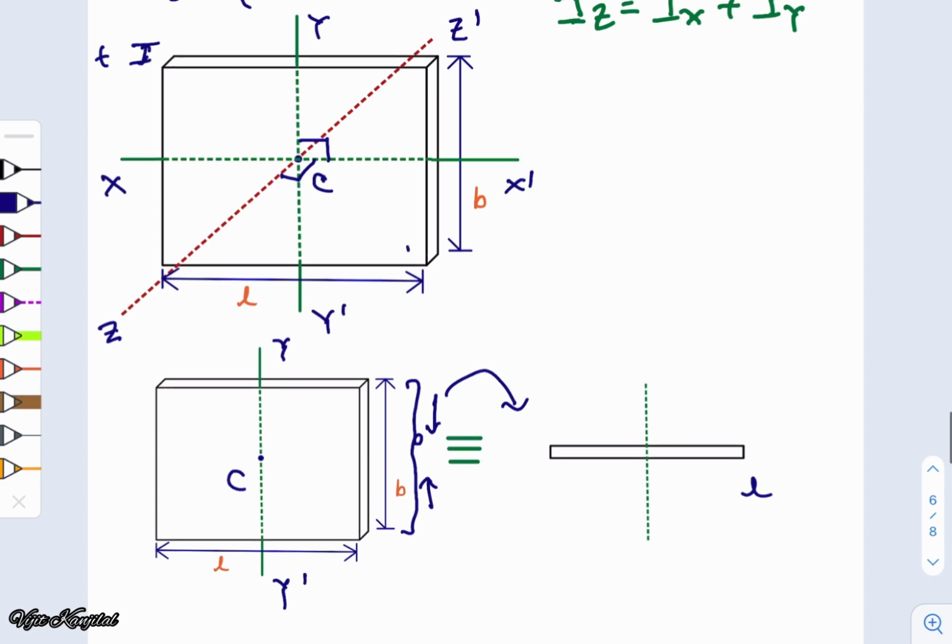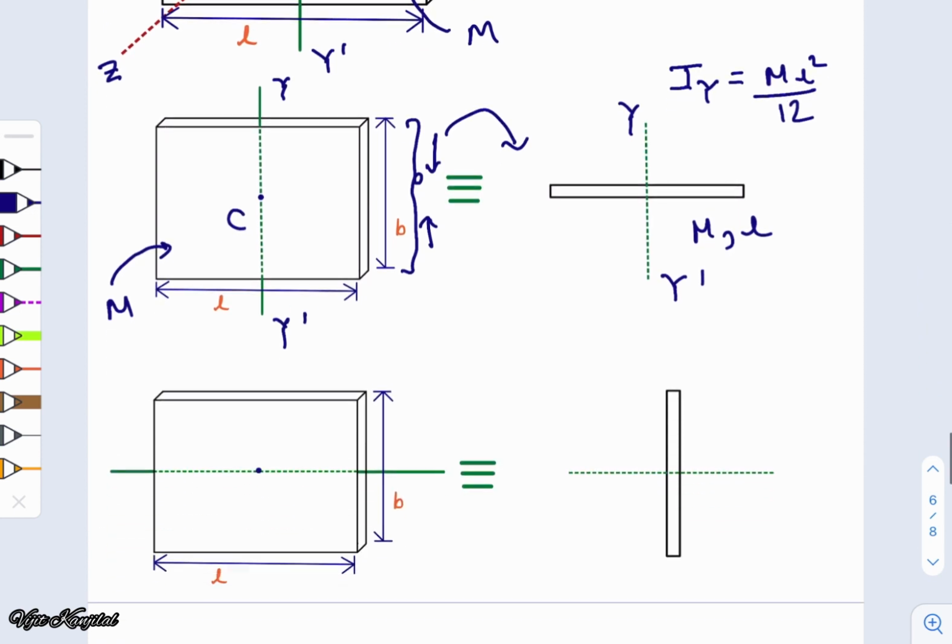Let us say that the mass of this plate is m, so the mass of this rod would also be m. So now we have to calculate the moment of inertia of a rod with respect to its central axis, which is perpendicular to the length of the rod, and the mass of the rod is m and its length is L. So we have already calculated this result. So Iy is m L square by 12.